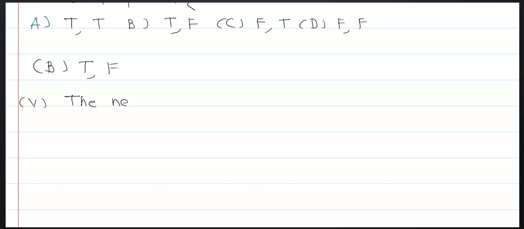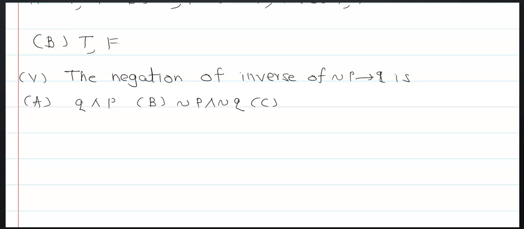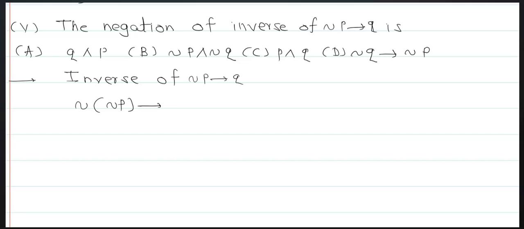Now the fifth one. The negation of inverse of negation of P implies Q is. These are the options. First is Q and P, second is negation of P and negation of Q, C is P and Q, and D is negation of Q implies negation of P.